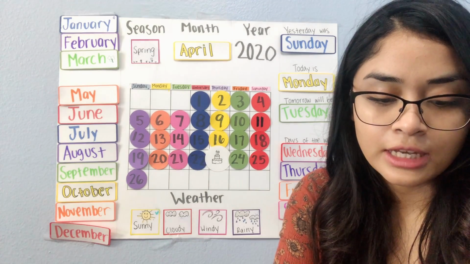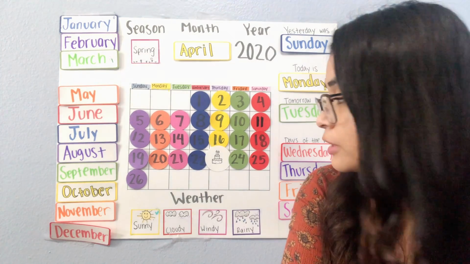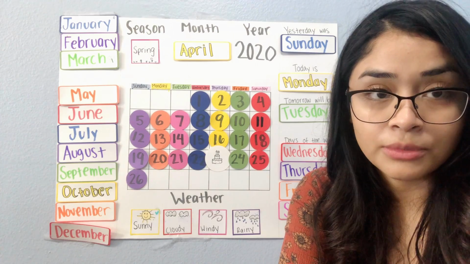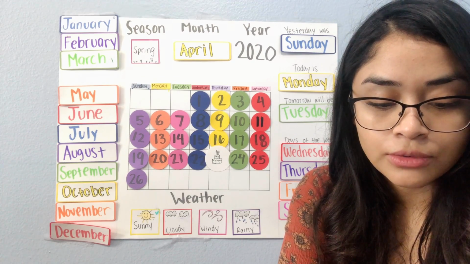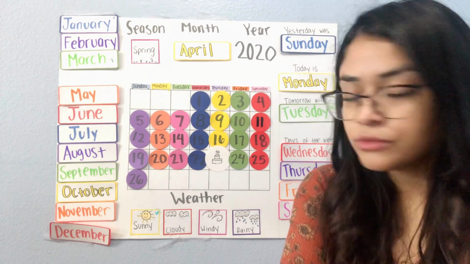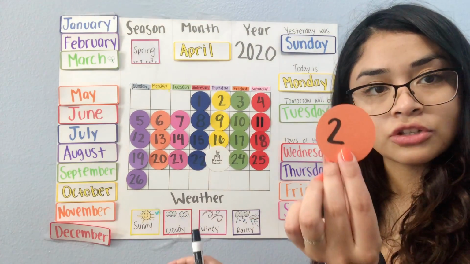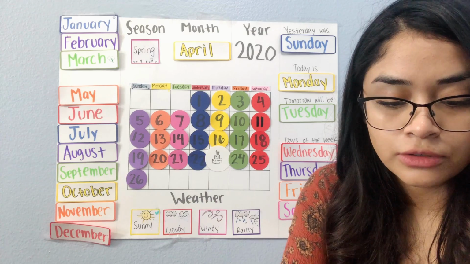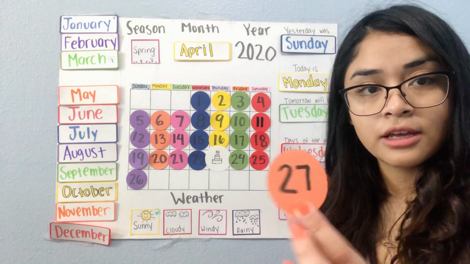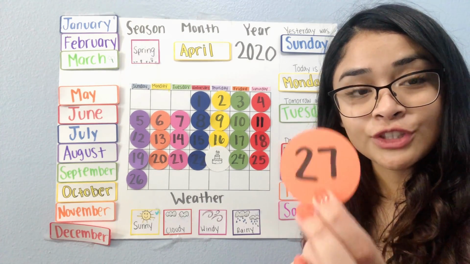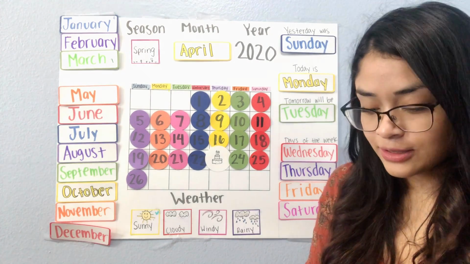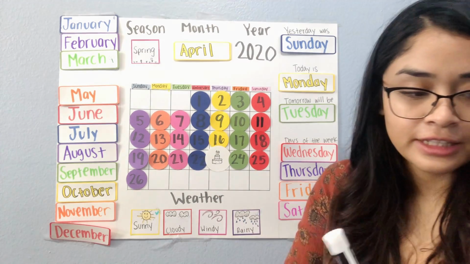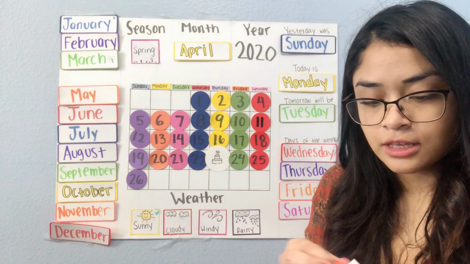I'm going to give my friends a hint. It has a number in it that comes after the number 6. It starts with a 2, just like 26, but the number that follows is a 7. For 27. Awesome. Today's the 27th.